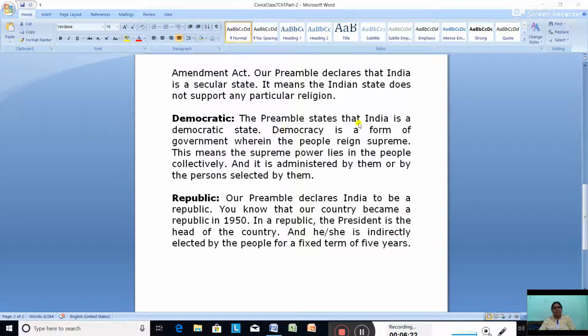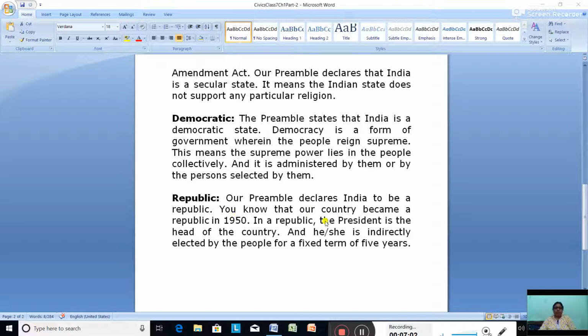The preamble states that India is a democratic state. Democracy is a form of government where the people reign supreme. This means the supreme power lies in the people collectively, and it is administered by them or by the persons selected by them. And the next is republic. Our preamble declares India to be a republic.